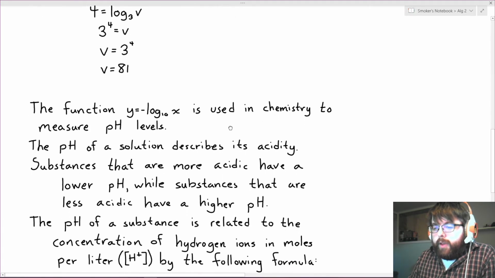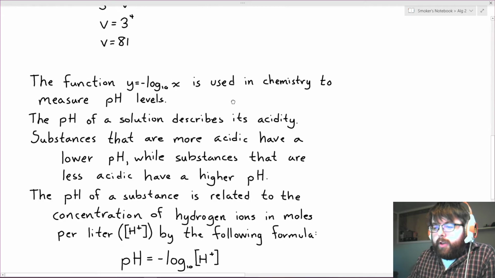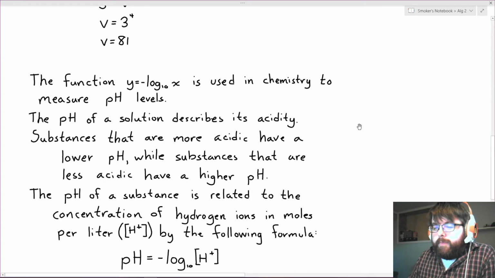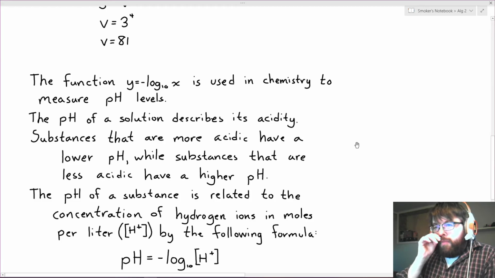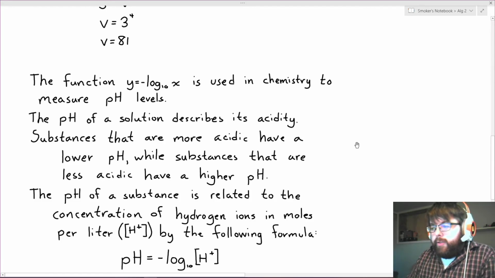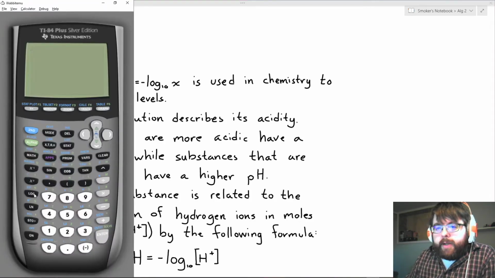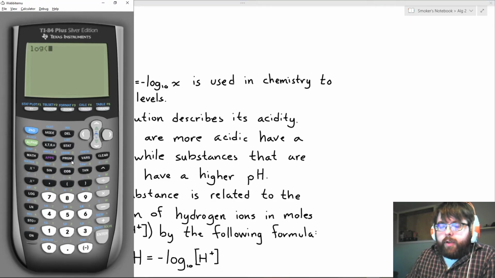All right, so I have a problem here that is a real-life, scientific problem. And I want to talk to you about your calculators. Your calculators, I don't remember if I said this before, have a log button on them right here.